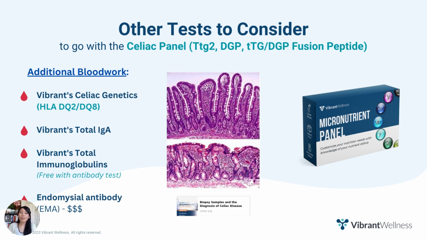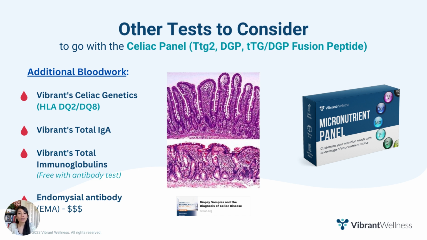To summarize what we've learned so far, Vibrant Celiac Panel covers many of the main biomarkers that are often used for assessment, but other tests can be ordered to strengthen the evidence for a celiac diagnosis, such as celiac genetics, total serum IgA or total immunoglobulins, which can check for IgA deficiency. If total IgA is low, it may cause false negative tissue transglutaminase IgA results. There's also IgA endomysial antibody, EMA.